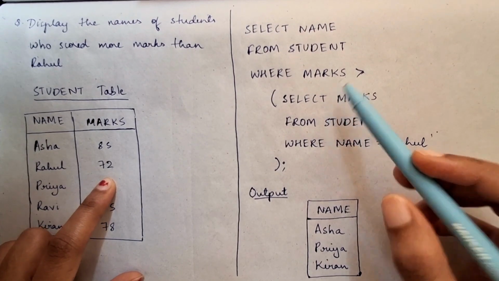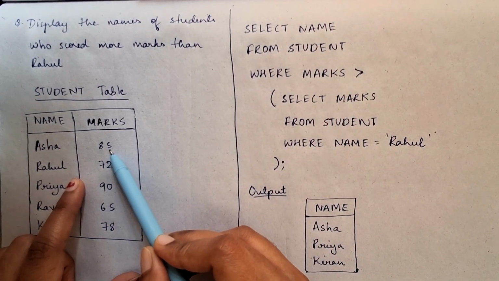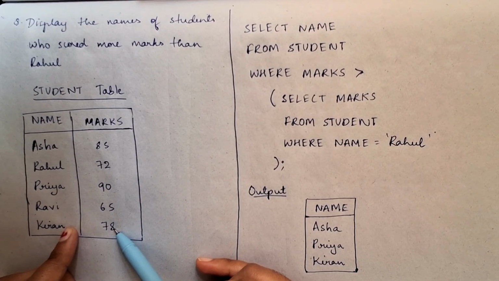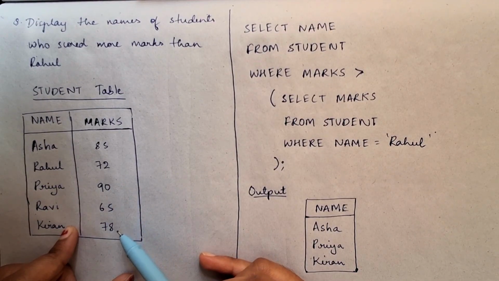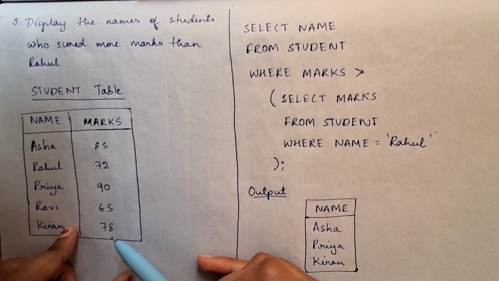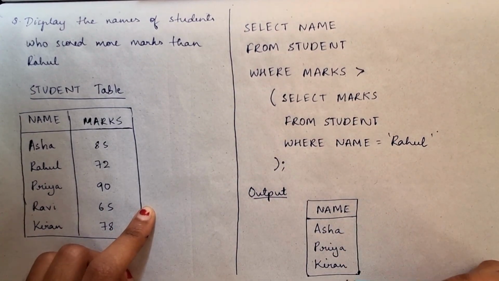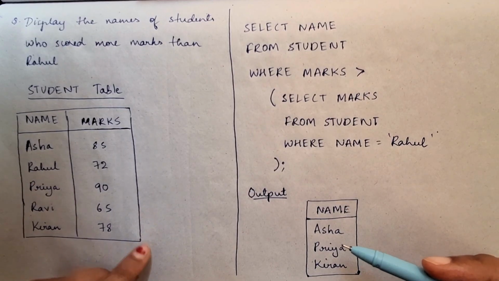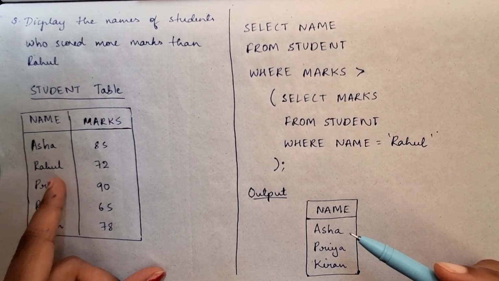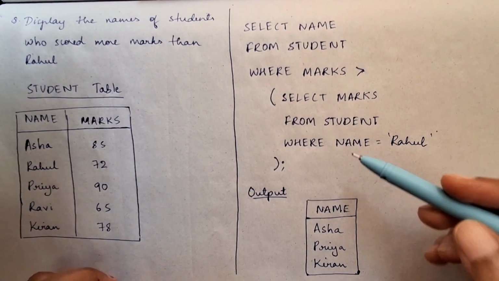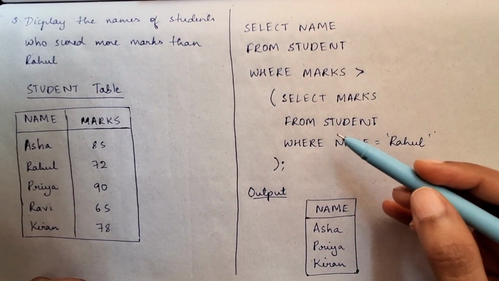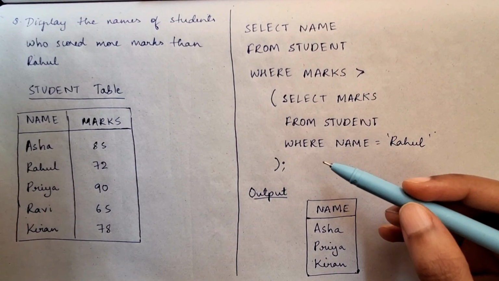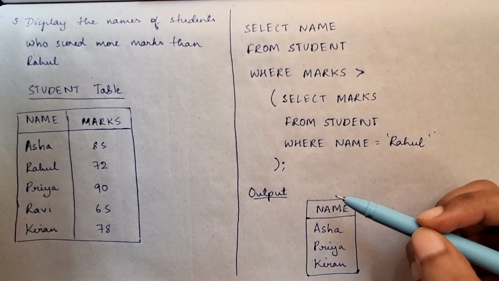So the outer query checks which students have marks greater than 72. If we check the table, Asha scored 85, Priya scored 90 and Kiran scored 78. These marks are greater than 72. So these students will be displayed once the whole query is executed because these students scored more marks than Rahul. So guys, this is how a subquery helps us first retrieve the unknown value and then use it in the main query to get the final result.